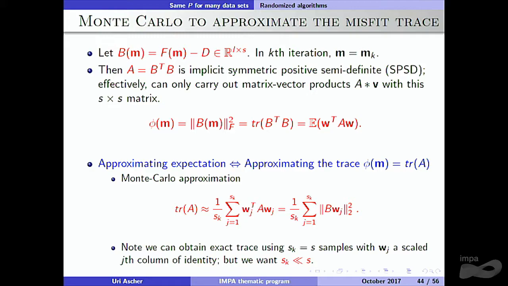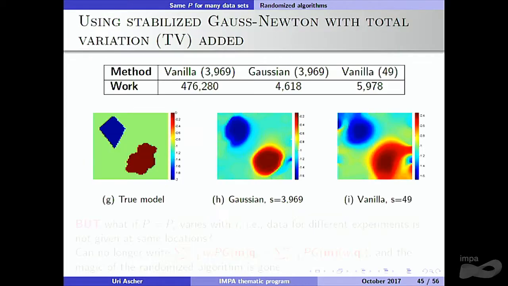We still have to ask whether we can get away with that. Oh, yes, and I should also say that for Wj transpose AWj, I don't have to form A at all, and I don't even have to form B, because A is B transpose B. So you're looking at the least squares norm of a matrix-vector product with B, where B is F minus D. Just to show you that this makes sense, I'll come back to how to do it.